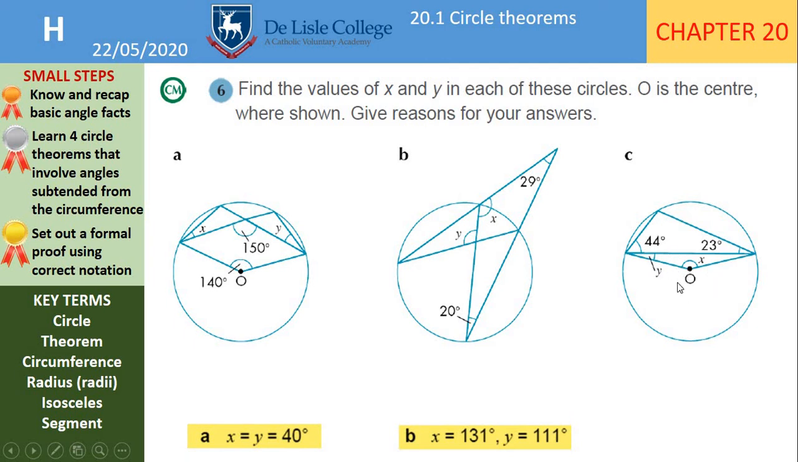Question C, we can work out the missing angle in the triangle, which is going to be half of that reflex angle, and then subtract it from 360 to get 134. Isosceles triangle, Y is 23.